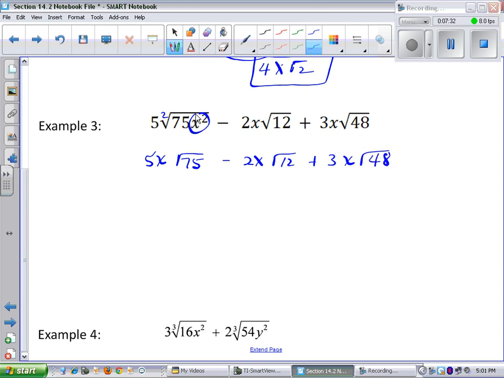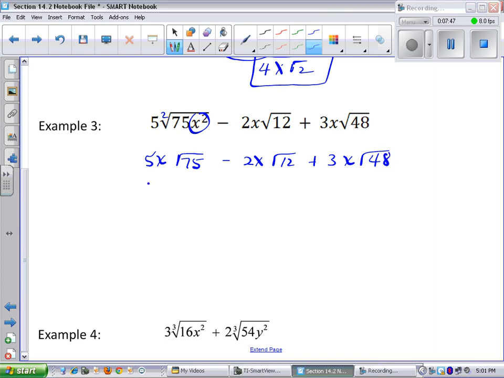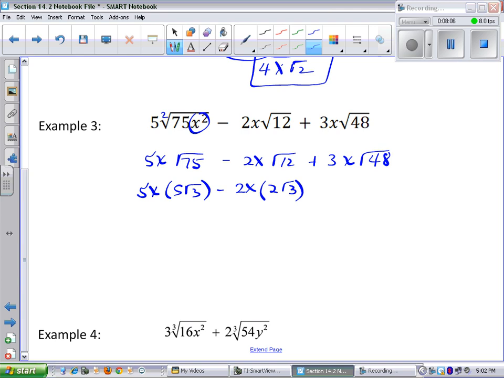So I'm going to use my program on the calculator. I remember doing 75 today, but I forgot what it was. Square root of 75: 5 square roots of 3. So I have 5x times 5 square roots of 3 minus 2x. Now I need to do the square root of 12. Square root of 12: 2 square roots of 3 plus 3x.